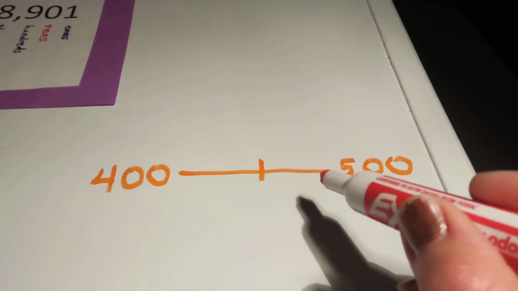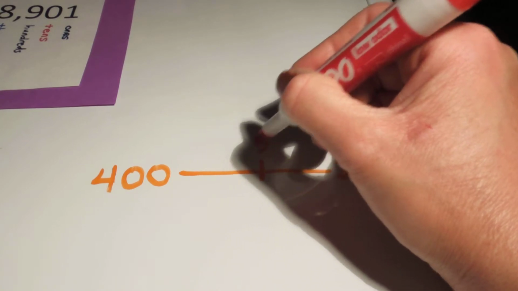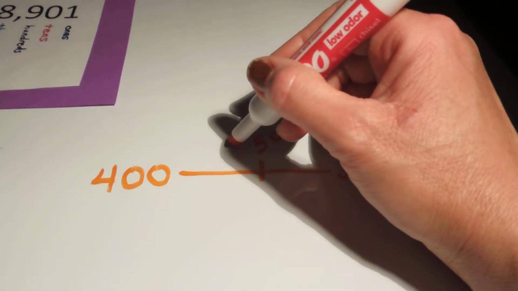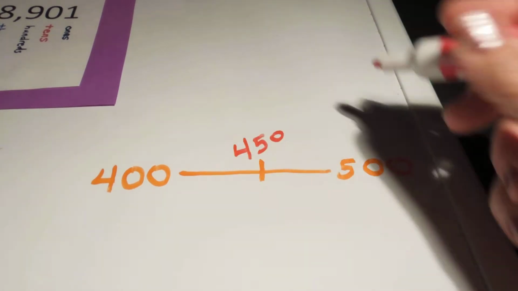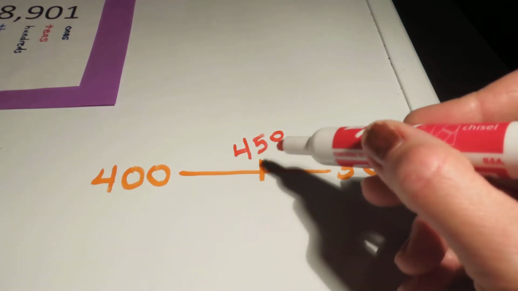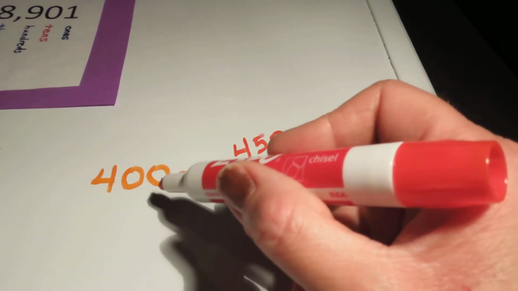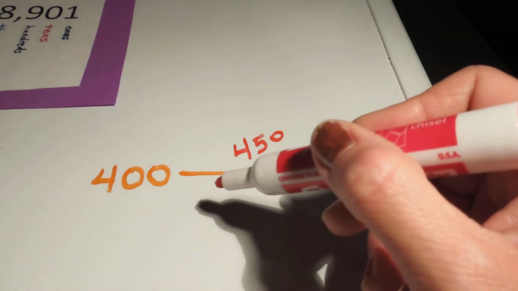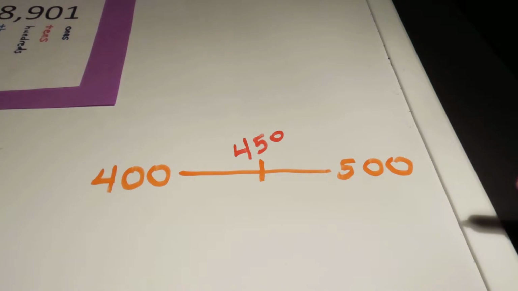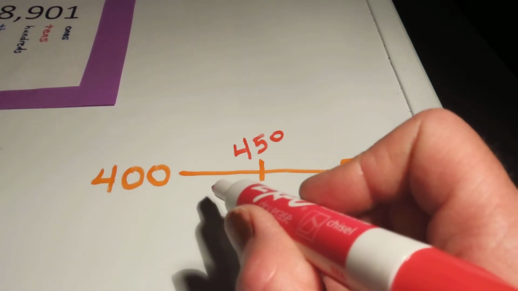500 is the higher number. Now we're counting by hundreds, so half of 100 is 50. So the number in the middle is going to be 450. Remember, I can't just put 50 because I'm starting with 400. So I add 400 to 50 because 50 is in between 100 and 0. So it's 450. Now, 423, does it fall on this side or this side?